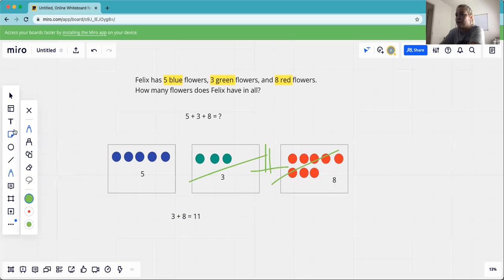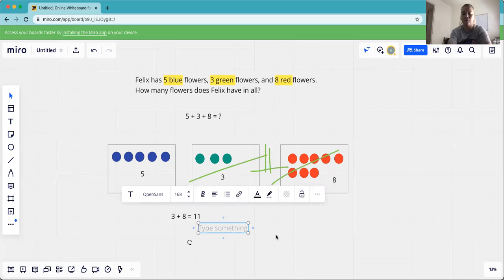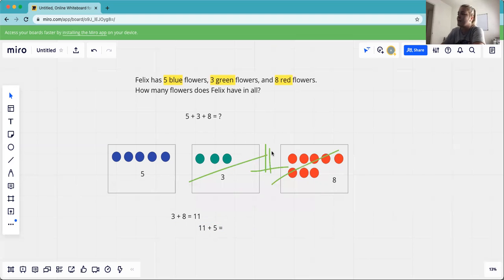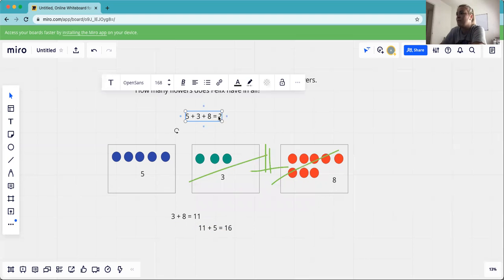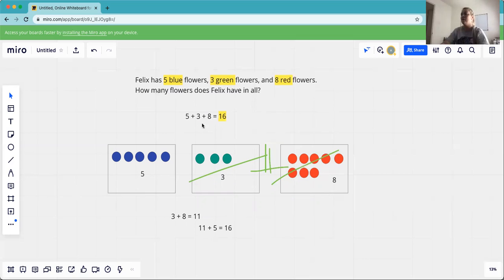And now what I need to do is add on my 5. So 11, which was my sum from 3 and 8, plus my 5 equals, let's figure it out: 11, 12, 13, 14, 15, 16. 11 plus 5 equals 16. So 5 plus 3 plus 8 equals 16. So both ways equaled 16.